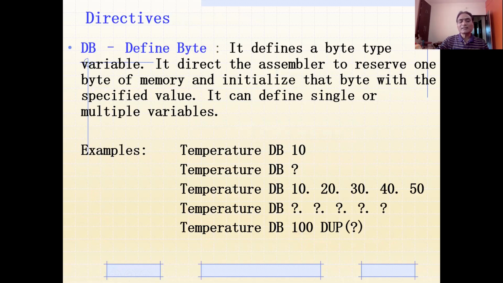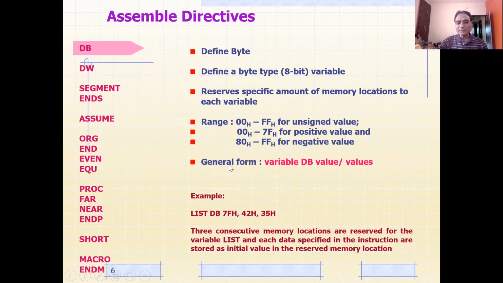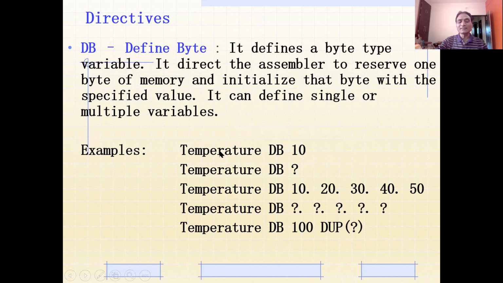To be more precise, here is more explanation about the same: define byte. It defines a byte type variable, directs the assembler to reserve 1 byte of memory and initialize that byte with the specified value. It can define a single or multiple variables. Right? Now, more examples. That was one example. There are more examples of the same directive.